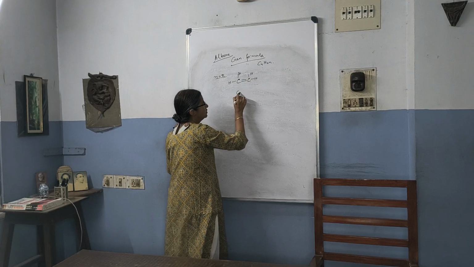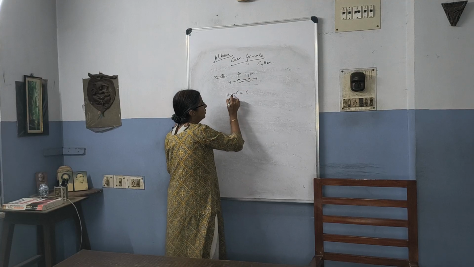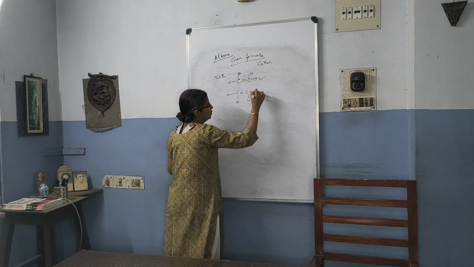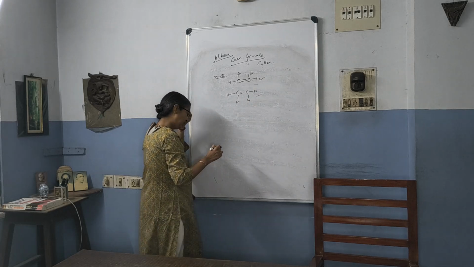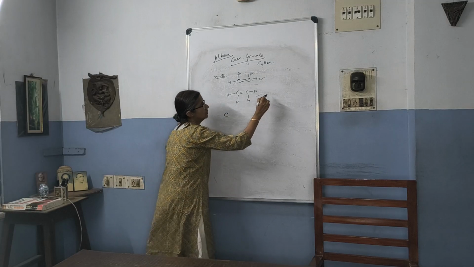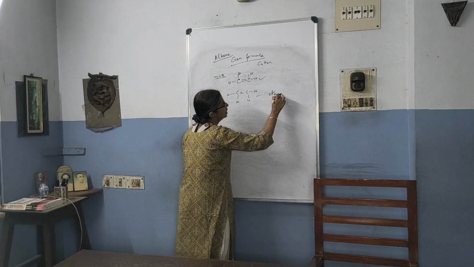Now you can write it this way also, like hydrogen, hydrogen, and then hydrogen, hydrogen. No matter, these two are the same. But the thing is how this double bond comes. Now see, this is called ethene.